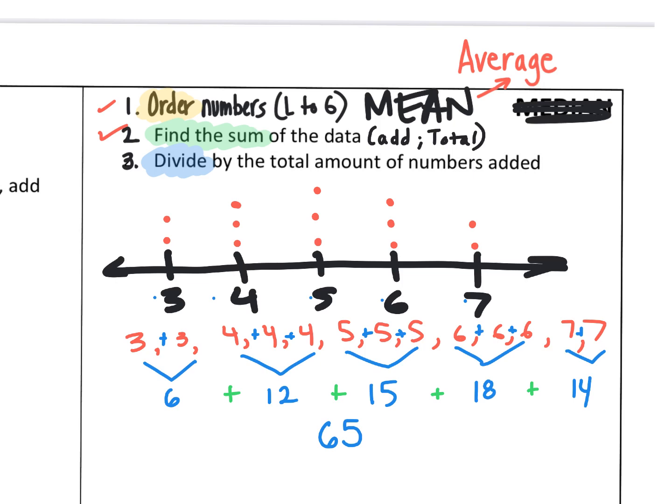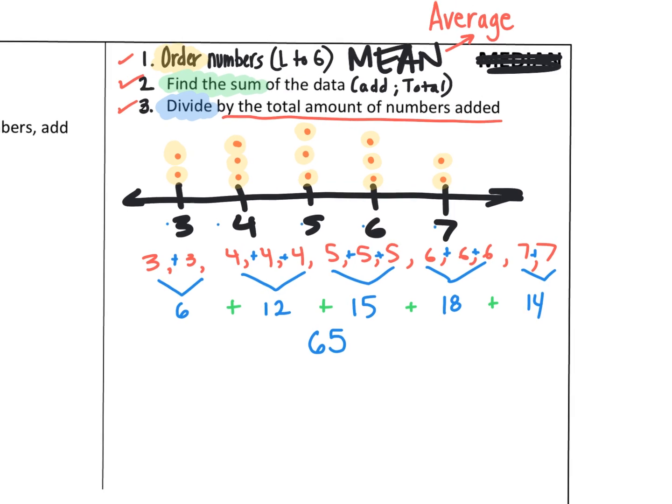Well, I know why I haven't finished yet, because I still have this last step to do. I have to divide by the total amount of numbers added. Oh, well, that's easy. Let me figure out how many numbers we have. I have one number. Oops. Let me use my highlighter. I have 1, 2, 3, 4, 5, 6, 7, 8, 9, 10, 11, 12, 13. I have a total of 13 numbers.